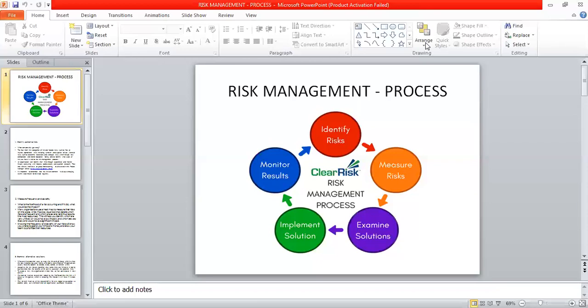So here I have shown a PPT. In my first slide, I have shown you the risk management as a process. In this, you can see the first step is to identify the risk. Then the second one is to measure the risk. Third is to examine the solutions. Fourth is to implement the solution. And the fifth one, the last one, is to monitor the result. So we will discuss one by one.